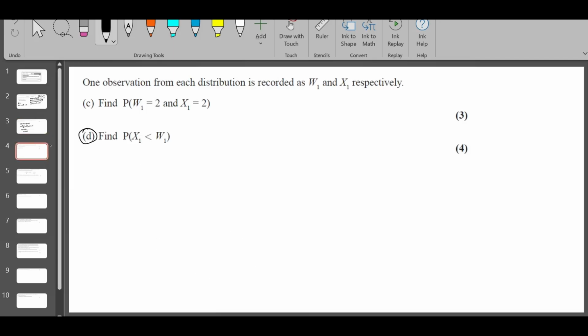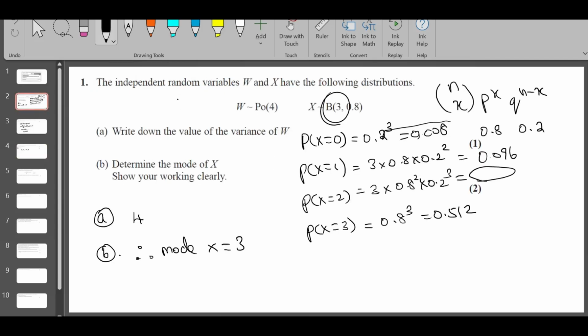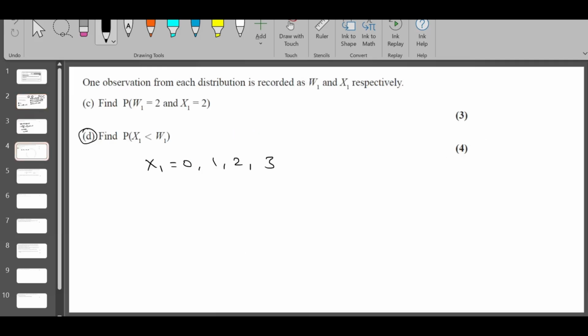Part D, find the probability that X1 is less than W1. Okay, X1 follows a binomial distribution and the values X1 takes are 0, 1, 2, 3, right? Because n is equal to 3. For W, lambda is 4, so W can take 0, 1, 2, 3, 4 and so on.